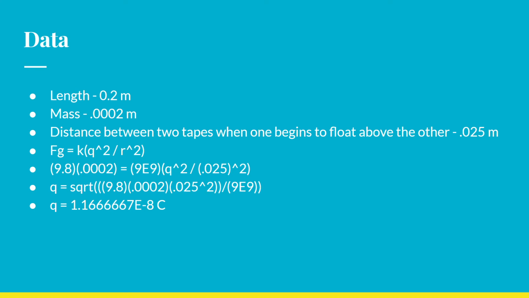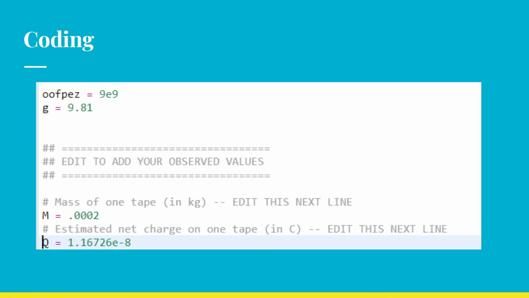So here's the data that I collected, and most of this data is the same as my first lab. The length of each tape is 0.2 meters. The mass of each tape is 0.0002 kilograms. And the distance between the two tapes when one begins to float above the other is 0.025 meters. Here I show how I found the charge when I treated each tape as a point charge. I did that by equating the gravitational force to the electric force, and I got 1.167 times 10 to the negative 8 coulombs. Now I'm going to talk about how I created my computational model.